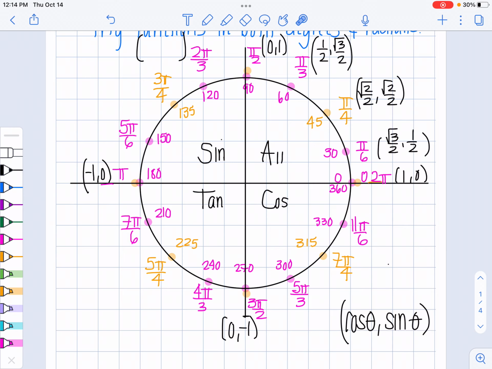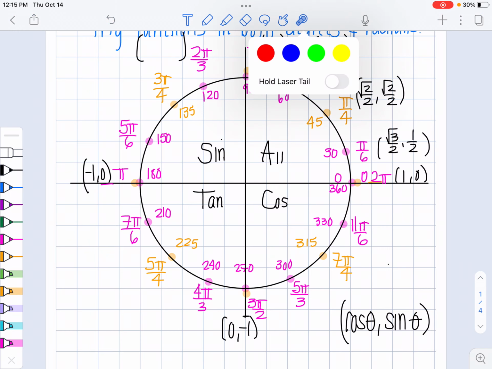Then when we go on radians, and radians are on the outside, the pink dots count by pi over 6. So 0, pi over 6, 2 pi over 6. Notice I've written these in reduced fraction form. 3 pi over 6, 4 pi over 6, 5 pi over 6, 6 pi over 6, 7 pi over 6, 8 pi over 6, 9 pi over 6, 10 pi over 6, 11 pi over 6, 12 pi over 6. And the orange dots count by pi over 4. 0, pi over 4, 2 pi over 4, 3 pi over 4, 4 pi over 4, 5 pi over 4, 6 pi over 4, 7 pi over 4, 8 pi over 4, or 2 pi.